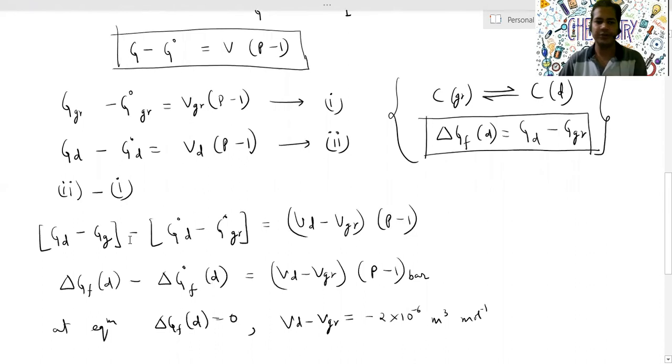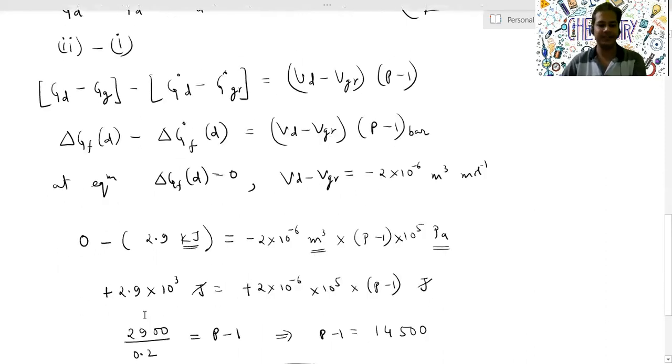So we have got two equations. We subtract these and get delta G formation of diamond minus delta G naught formation of diamond is equal to Vd minus Vgr into P minus 1 bar. The pressure is taken in bar. Delta G formation of diamond at equilibrium will be 0. Delta G naught formation of diamond is given in the question. The change in volume is also given in the question. We'll put the values and get to the answer. Hope I'm very clear to everyone.